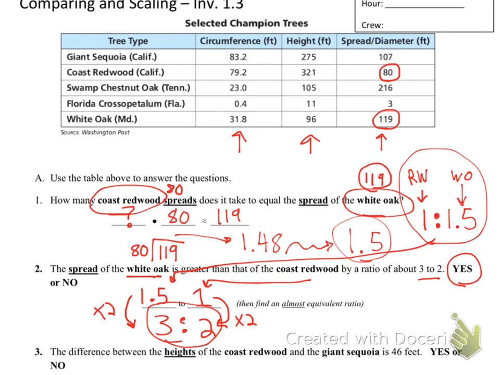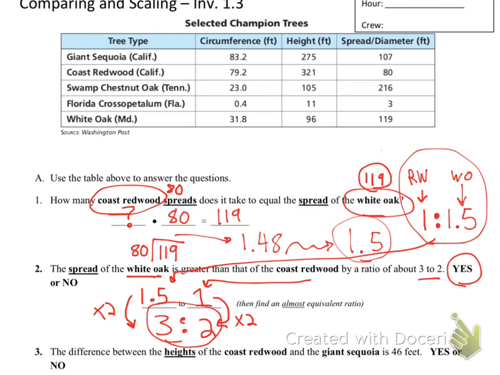Now, number 3. It's kind of on the bottom here, but I think we can fit it in. The difference between the height of the coast redwood and the giant sequoia is 46 feet. Okay, so I need to basically find the difference. I need to find how much taller the coast redwood or the sequoia is. So I go and I find the heights. Let me erase my little notes here.